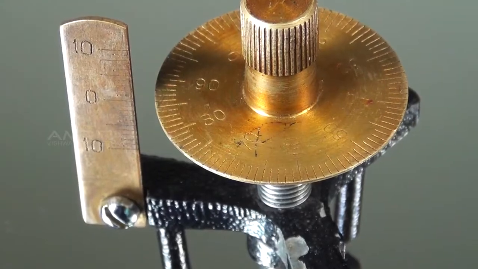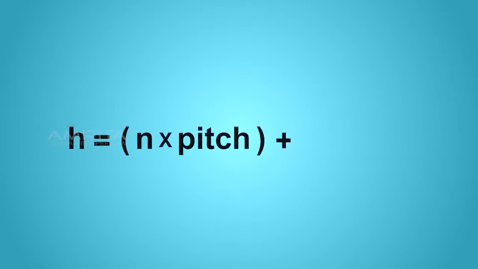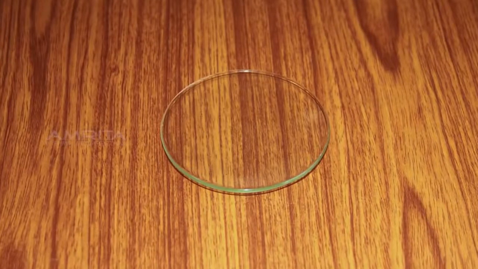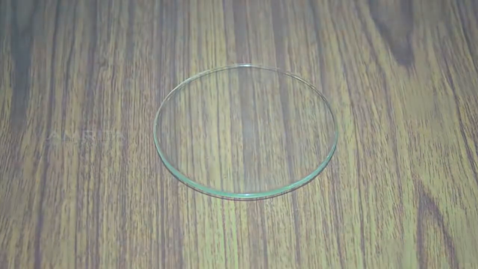Now find the total reading H using the relation H is equal to N into pitch plus X into least count. Calculate the radius of curvature of the given spherical surface using the relation R is equal to L squared divided by 6h plus h divided by 2.